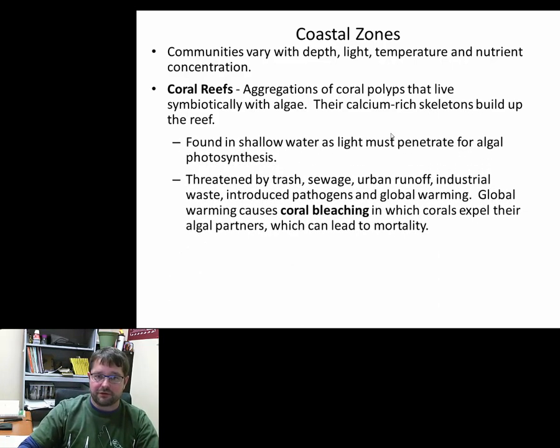Now, the issue that we often will have, though, is when you disturb the ecosystem, coral reefs, you can get what we call coral bleaching.